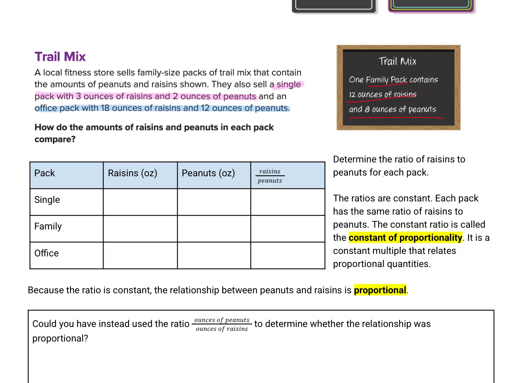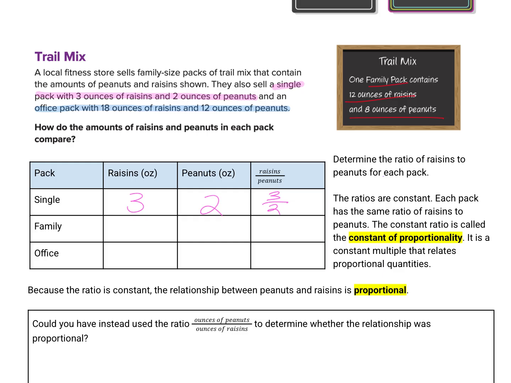All right, so let's now fill in our table. Again, I'm going to color code this to match up with the colors that we used above. So we'll start with the single pack. The single pack has 3 ounces of raisins and it has 2 ounces of peanuts. So that's what we're going to fill in for our table for raisins and peanuts. Then for our ratio, we're going to do raisins on top of our fraction, peanuts on the bottom. Since for raisins we had 3 ounces, I'm going to put a 3 on top. On the bottom we have 2 ounces of peanuts, so 2 is going to go on the bottom. So that would be our ratio comparing raisins to peanuts in our single pack of trail mix.